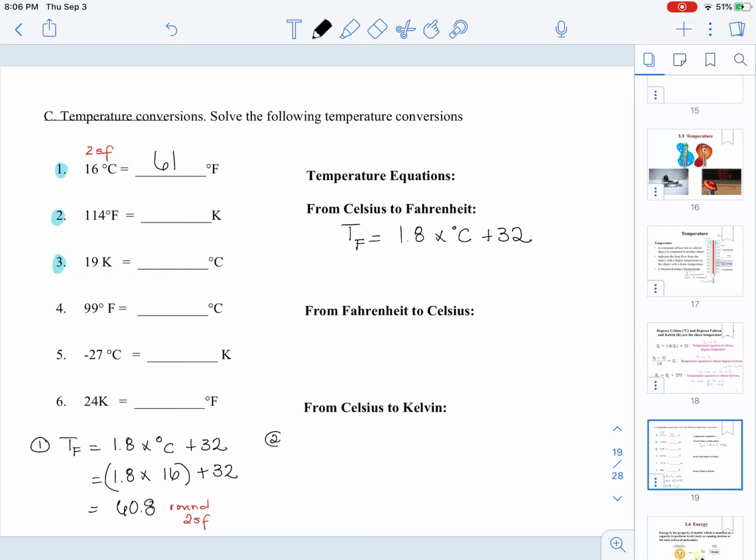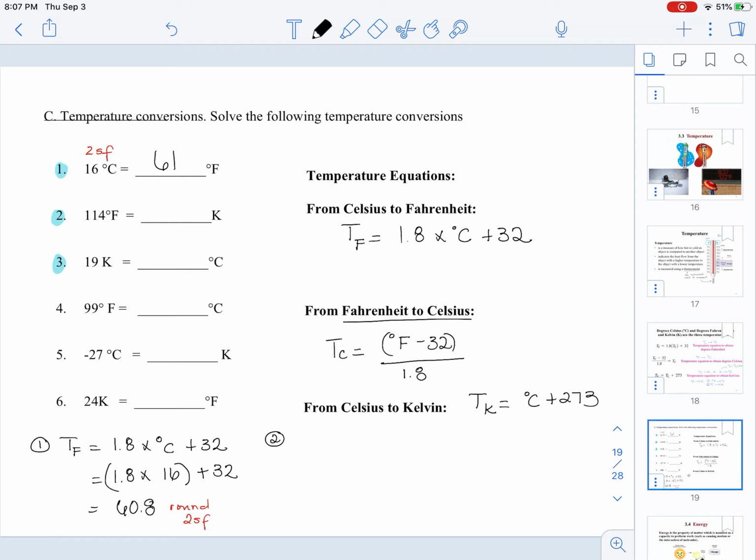Let's go over problem number 2. In problem number 2, I'm going from Fahrenheit all the way to Kelvin. So what does that mean? That I need to first utilize the equation from Fahrenheit to Celsius, which states that temperature in Celsius is going to be degrees Fahrenheit minus 32. And then that value we are going to divide by 1.8. Then we're going to proceed to utilize the equation that states that temperature in Kelvin equals temperature in Celsius plus 273.